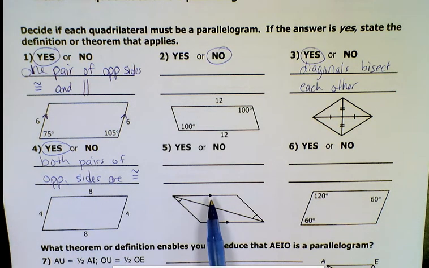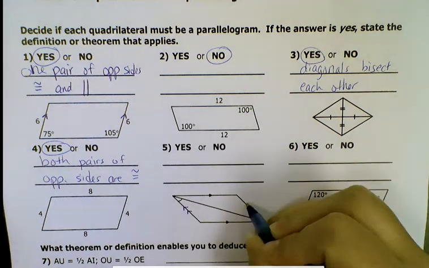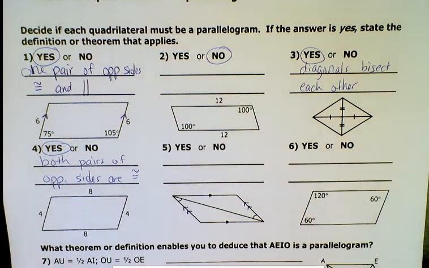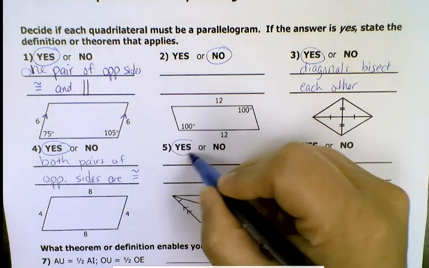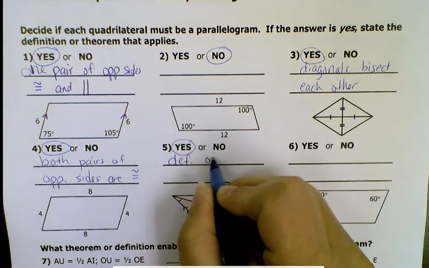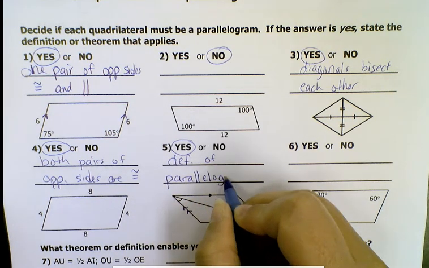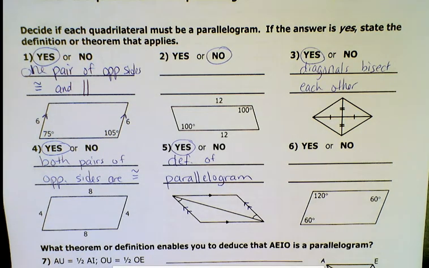For number 5, we know that we have one pair here of parallel sides. We can look at these 2 sides. We do have alternate interior angles that are marked as congruent. So if we have alternate interior angles congruent, we can say that the other pair of sides is parallel. So this would be a yes, and that would be the definition of parallelogram, since we have both pairs of opposite sides parallel.